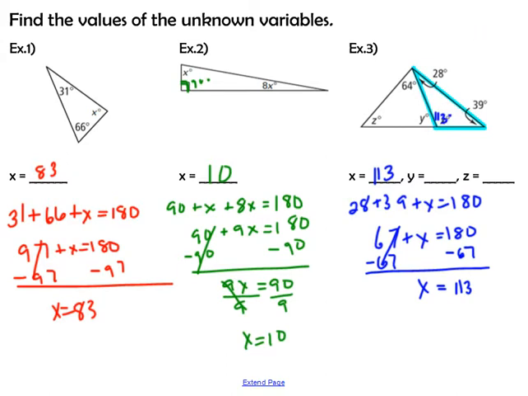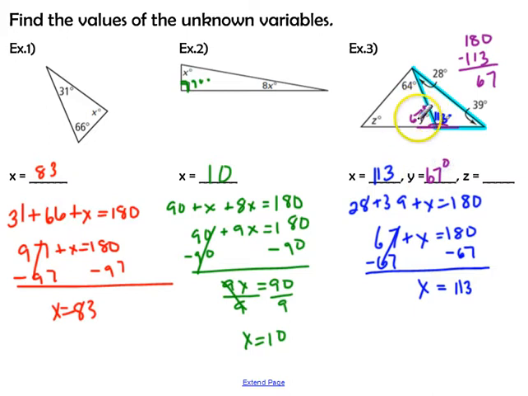Now, we still don't know y or z, but look at what happens here. Back in Unit 1, we talked about what happens when two angles line up right next to each other, they're adjacent, and they make a line. Those are called a linear pair. And linear pairs are supplementary. So, if they're supposed to add up to 180, and we know one of them is 113, then if we subtract it, we get 67 as the answer for angle y.